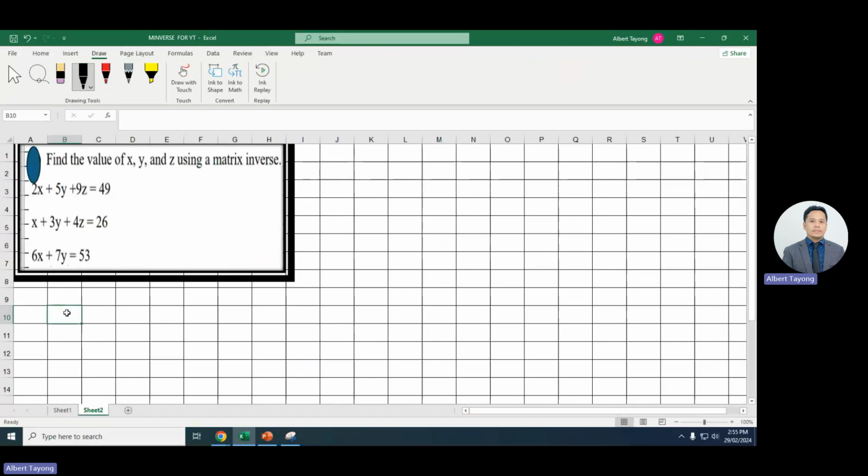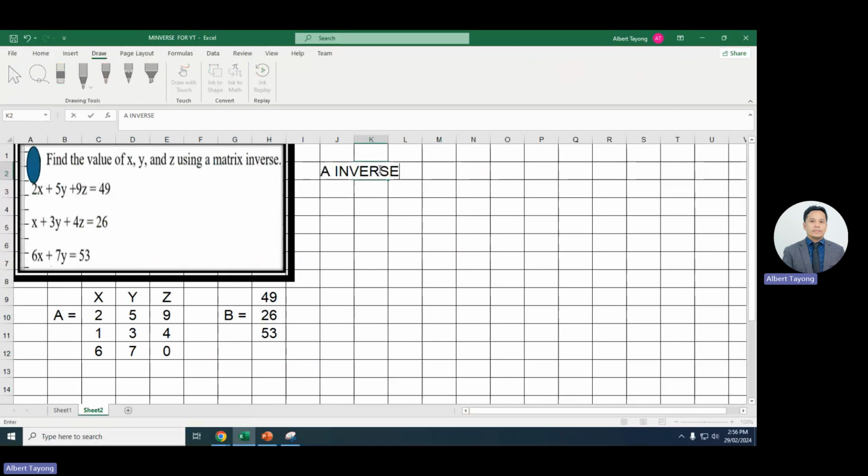So the first step, of course, is to find the matrices. So we have A equals 2, 5, 9. And we have 1, 3, 4. This is your x, y, and z. And here we have 6, 7, and 0 because we don't have z here. And our b, of course, is equal to 49, 26, and 53 after the equal signs.